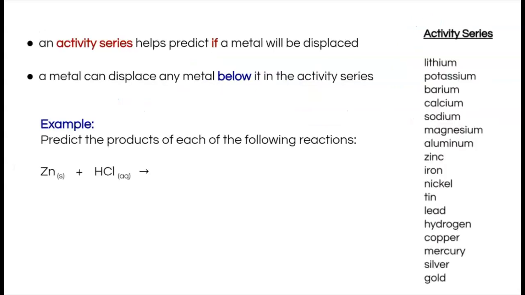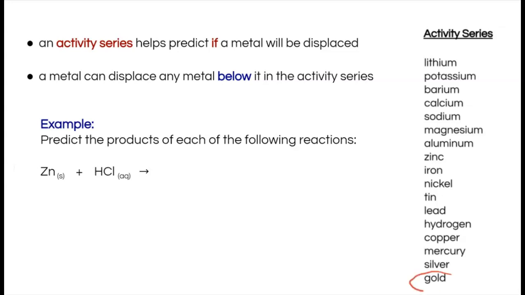Before we go any further, I need to explain this thing called the activity series. The activity series is a bit of a hierarchy of elements. It describes which elements are more powerful than others. For instance, lithium is at the top because it is the most powerful element in terms of its ability to bump out another element. So it gives us a hierarchy, or an order of dominance, if you will.